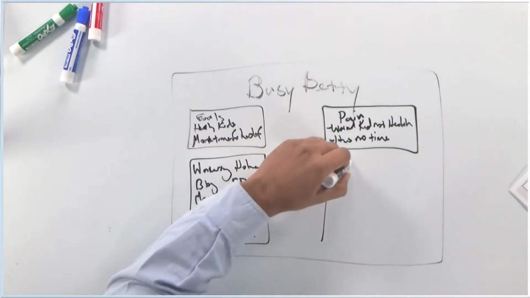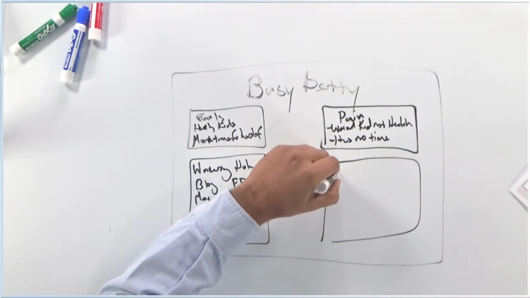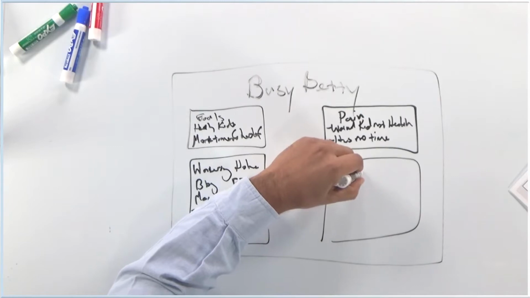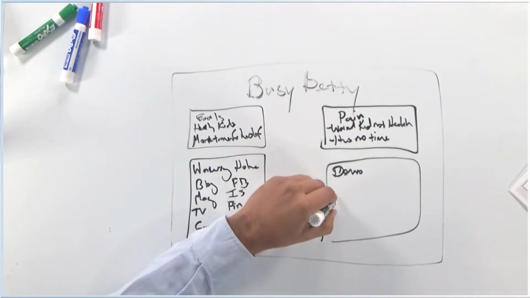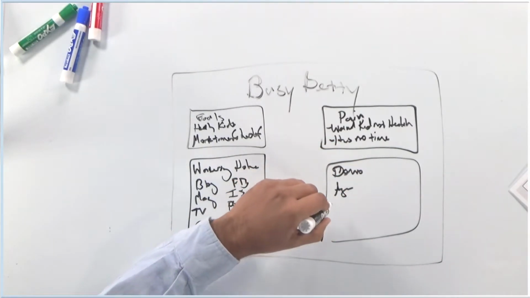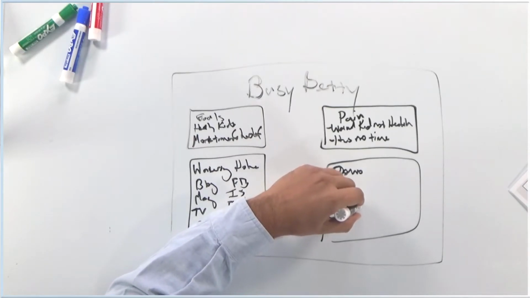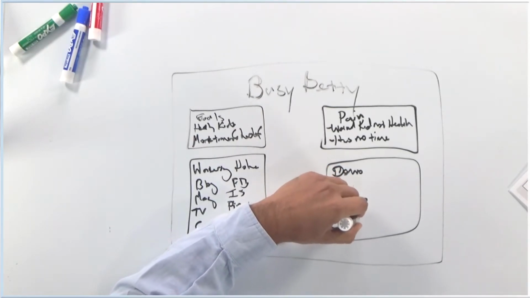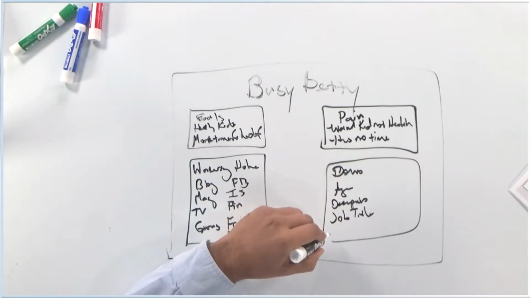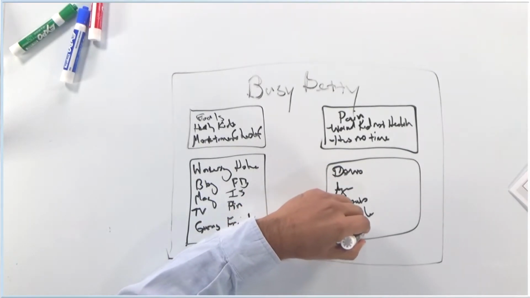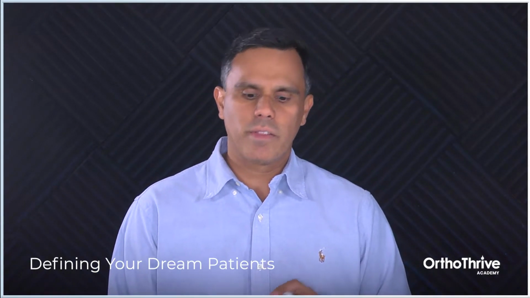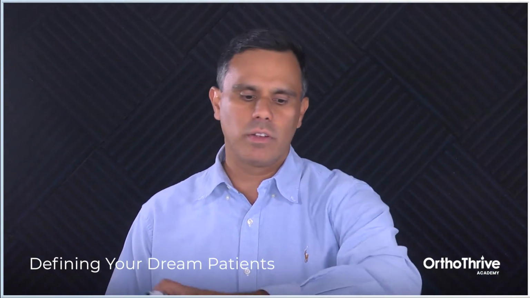So, and then of course, you're going to have the demographic data. So we want to have age, occupation, job title, education, etc. So as you can see, the demographic data is just one piece in this whole picture of Busy Betty.